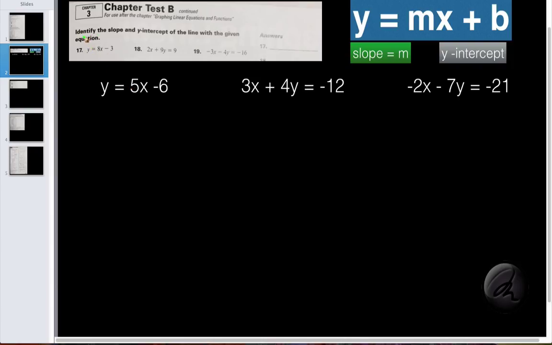So the question is saying identify the slope and y-intercept. Okay, so your slope in your y equals mx plus b equation is your m, and then your y-intercept is your b. So the first one's already set up in y-intercept form, so it does most of the work for me. So it's just a matter of looking at where my m is, which is 5, and then my y-intercept, -6. Okay, so my slope here is 5, and my y-intercept, -6.